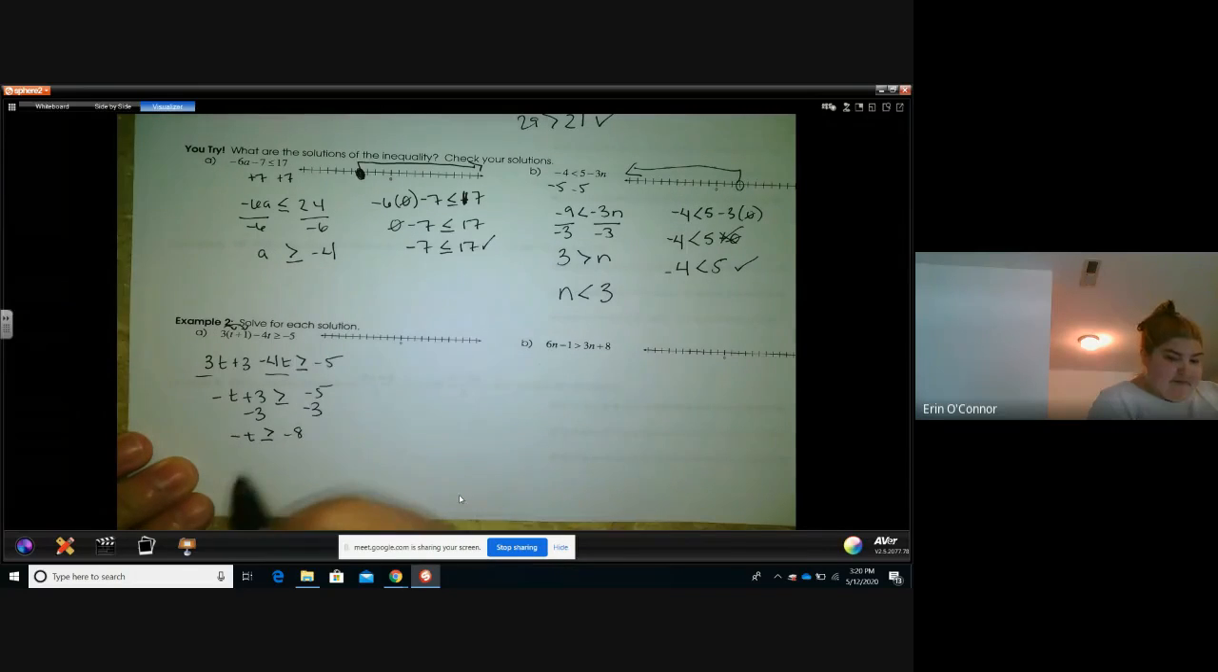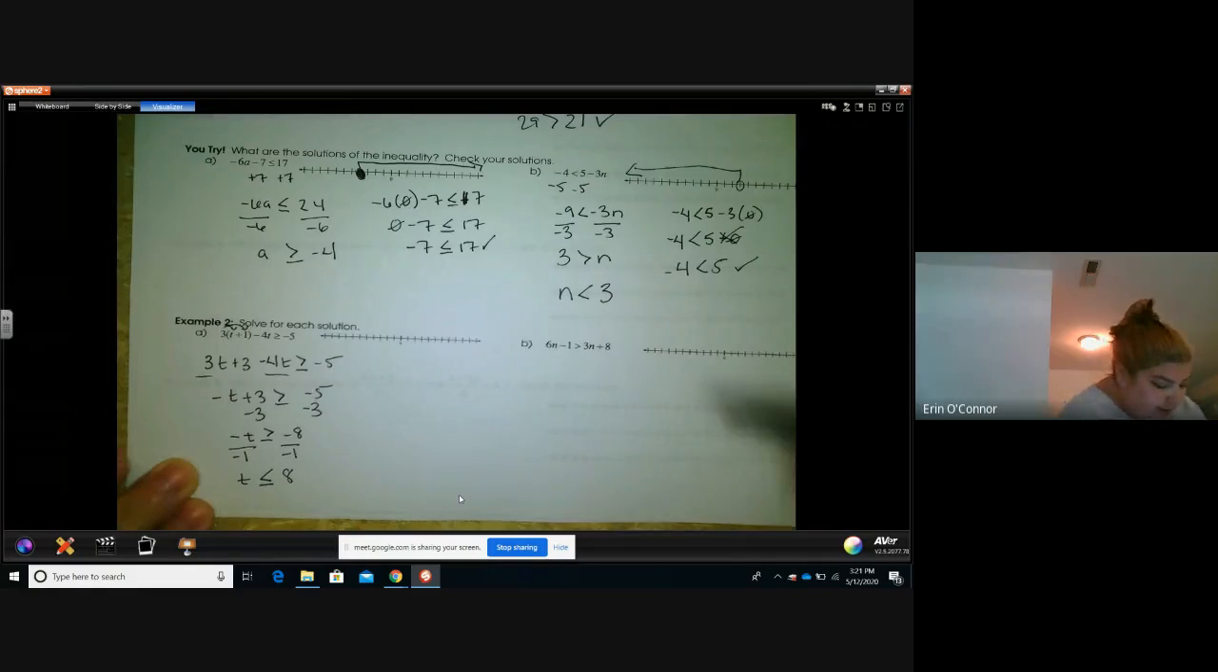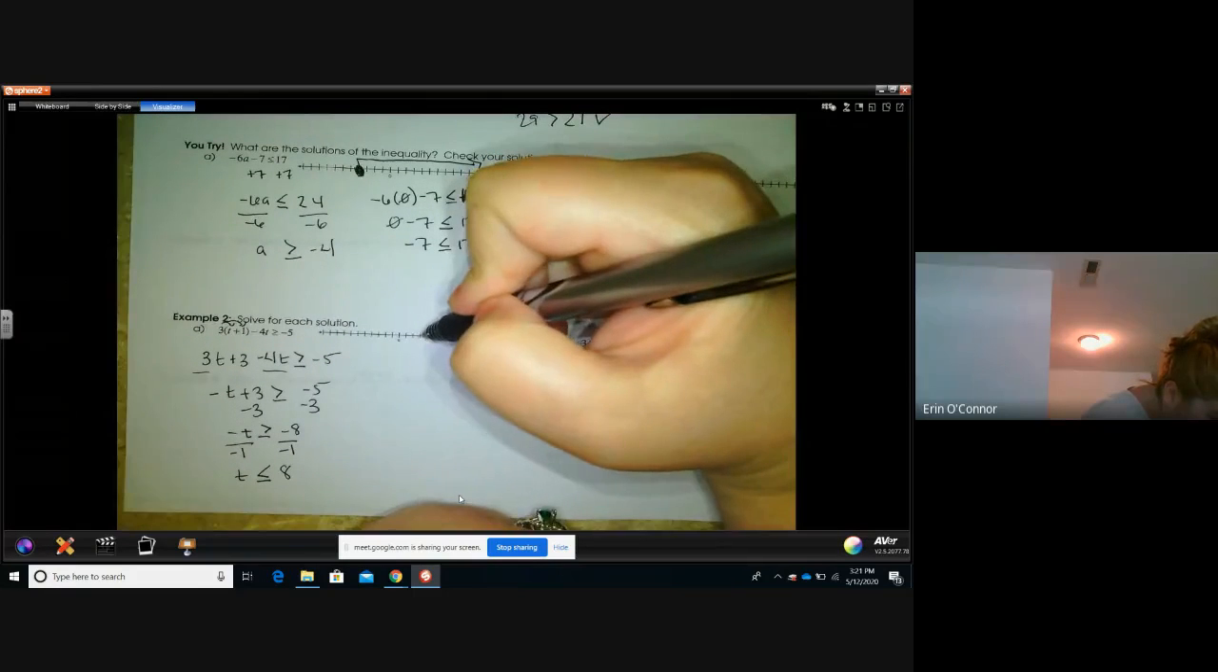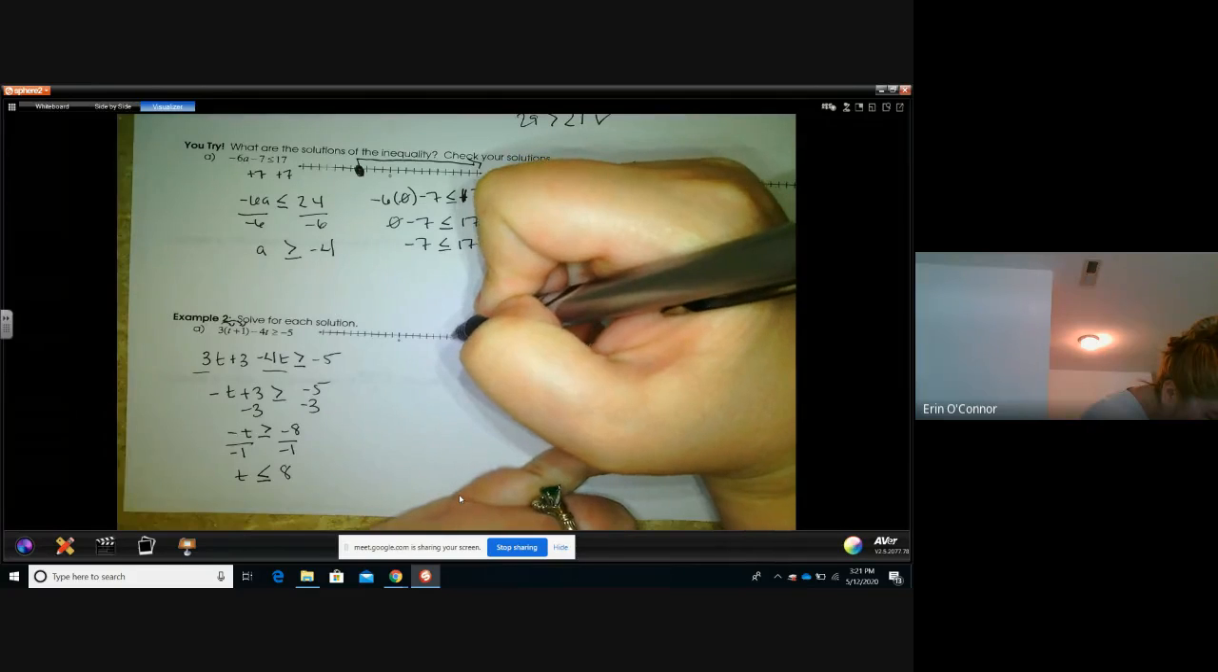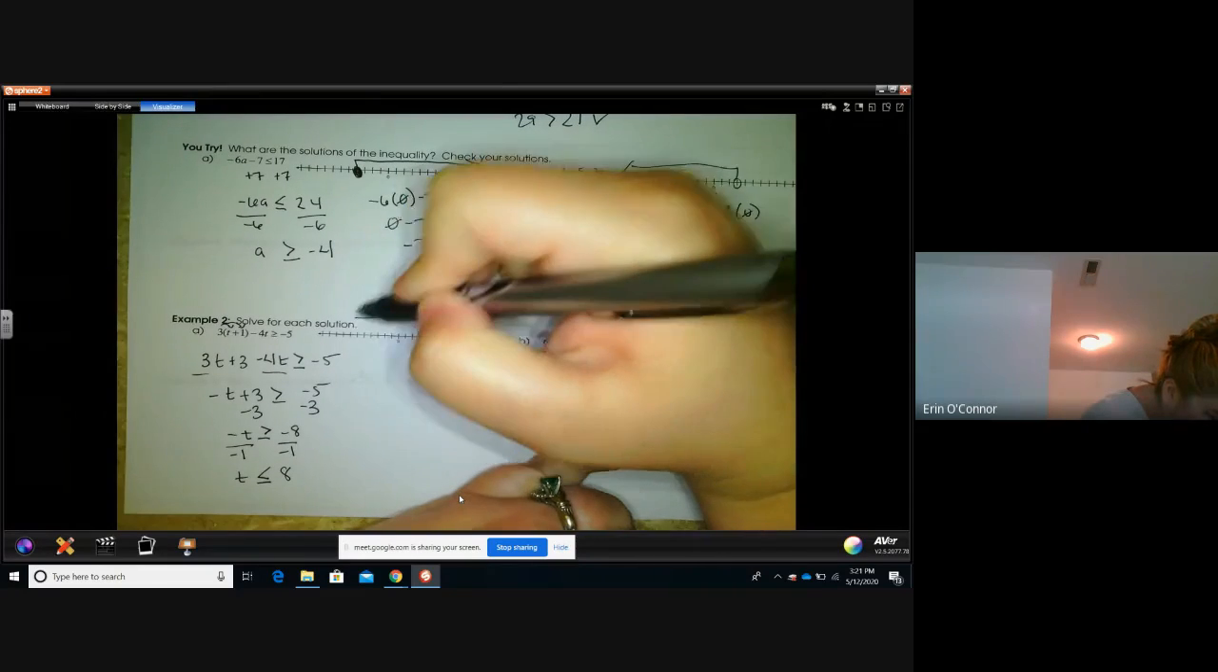Get rid of this negative in the front. We're going to divide by negative 1. Since we divided by a negative, the sign switches. And we get t is less than or equal to a positive 8. So we're going to go up to 8: 1, 2, 3, 4, 5, 6, 7, 8. This is less than or equal to, so it's a closed circle, and it goes to the left.